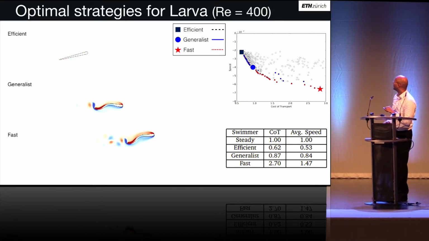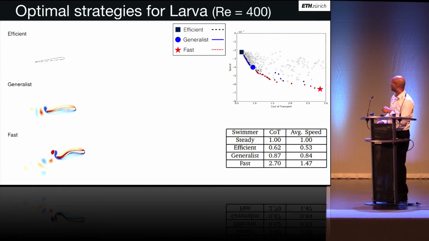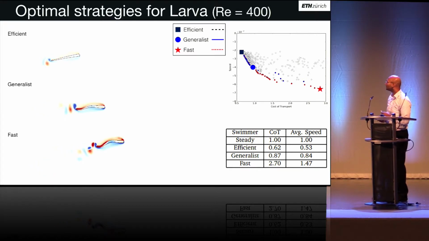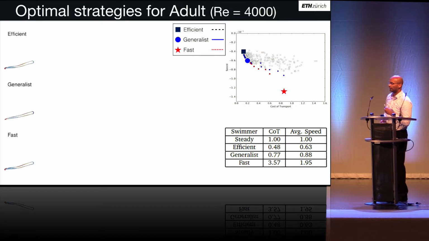And if we look at the metrics, we are after 2 metrics, right? Cost of transport and average speed. We'll see indeed that the efficient guy saves about 40% in terms of cost. The fast swimmer is 3 times the cost, but also 1.5 times faster. Okay, so this is for the larval swimmer. What happens when we look at the adult swimmer?